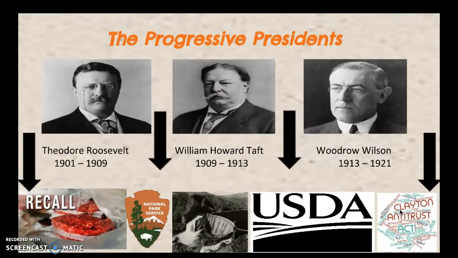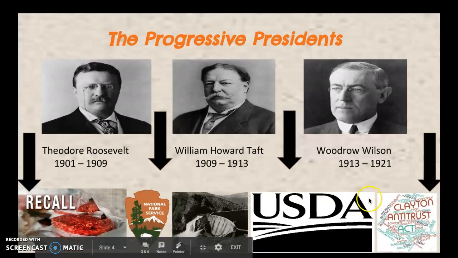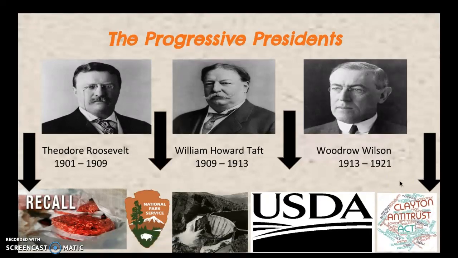So our progressive presidents, Theodore Roosevelt, William Howard Taft, and Woodrow Wilson, all introduced legislation and reforms to combat the ills of industrial capitalism. These presidents are known as trust busters, as they endorsed antitrust legislation. You should know that a trust is just another word for a monopoly, and we know that monopolies raise prices, lower wages, and make the economy unstable.